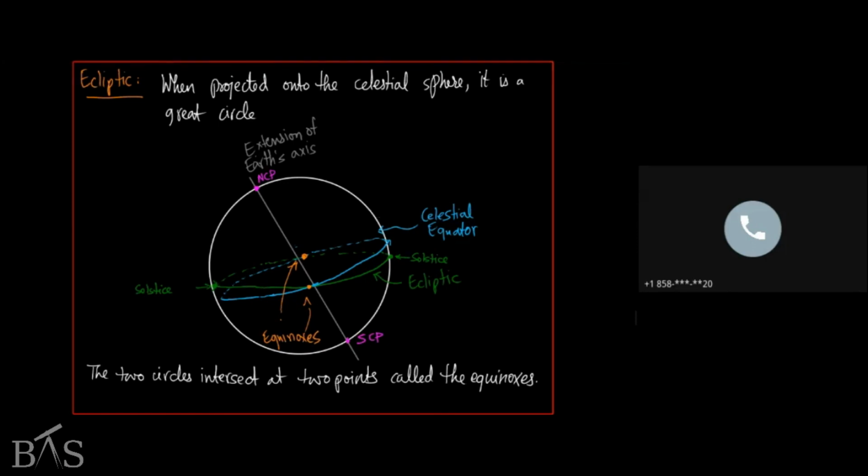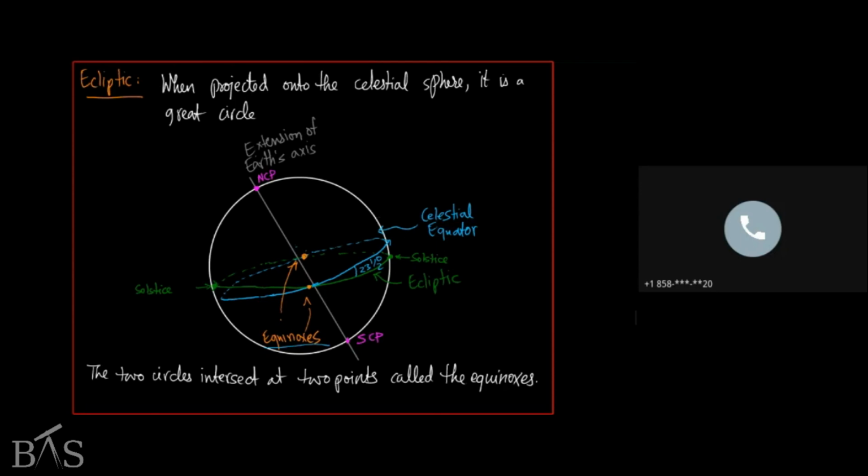And the celestial equator is perpendicular to the axis of rotation of the Earth, right? This is the extension of Earth's rotation axis, the polar axis, and the celestial equator is perpendicular to that. The ecliptic plane is tilted from that at 23 and a half degrees. Is this clear? So then there are two points where these two circles meet. They are marked in orange. They are diametrically opposite points, and they lie at these intersections. These two points are called the equinoxes. Okay, they are not the ascending node and descending node.